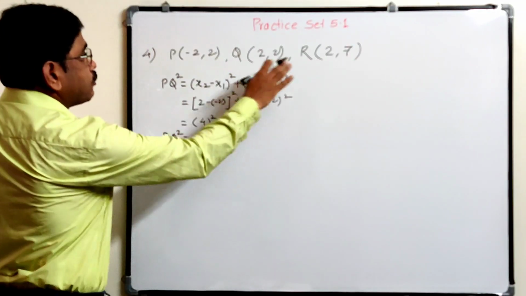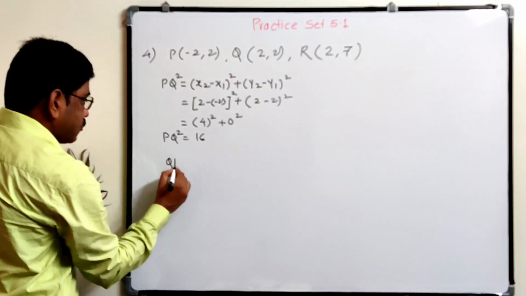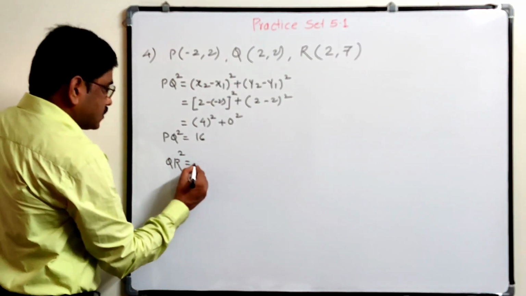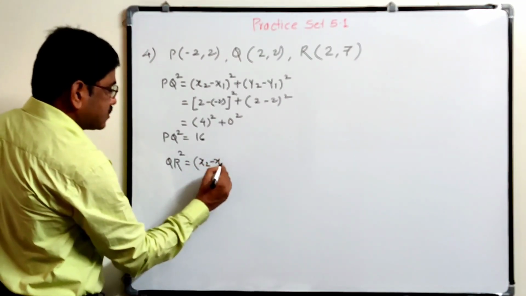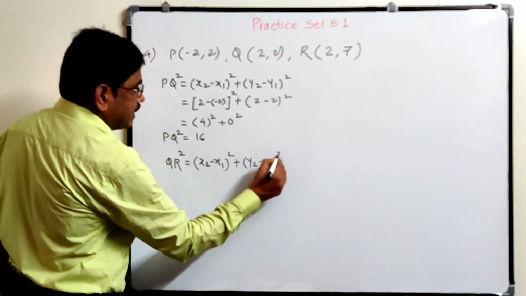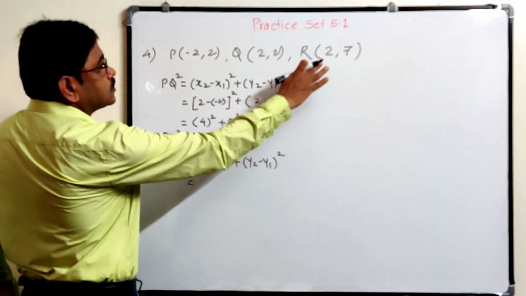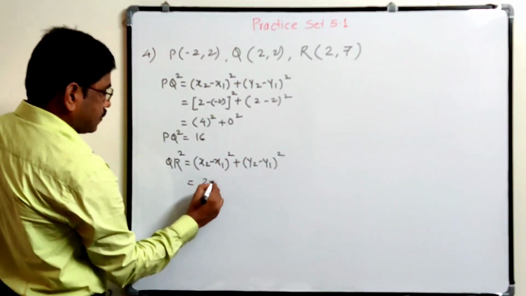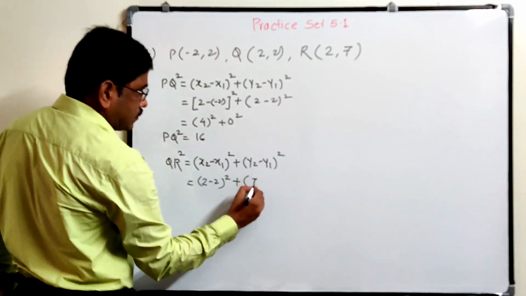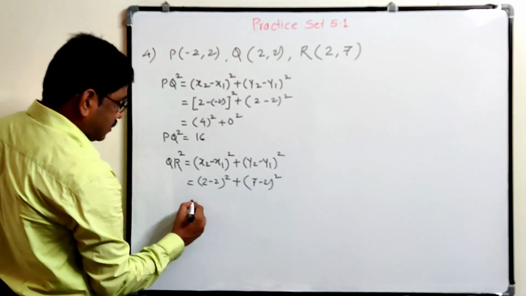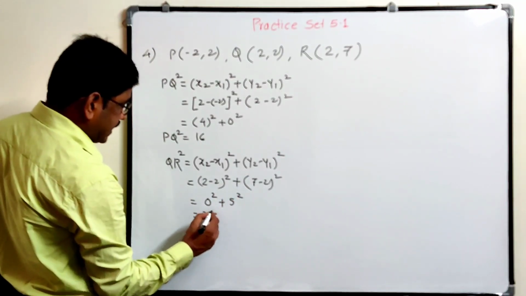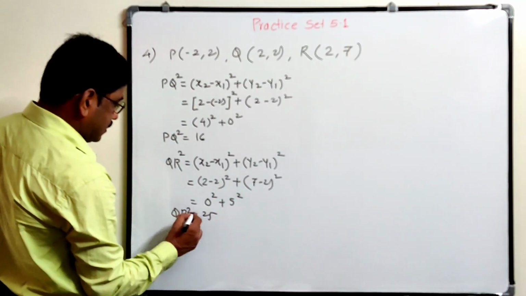Now second one is QR square. Second distance is QR. So directly find QR square because we need those values. So (x2 minus x1) bracket square plus (y2 minus y1) bracket square, no need to write that root. Directly square. So 2 minus 2 bracket square plus 7 minus 2 bracket square. 2 minus 2 is 0 square plus 7 minus 2 is 5 square. So this is 25. QR square is equal to 25.